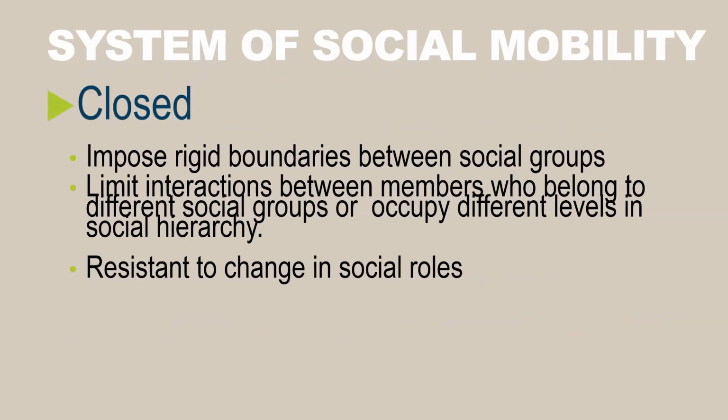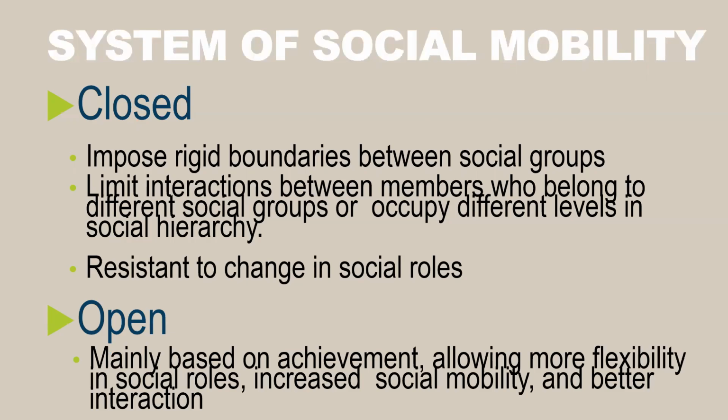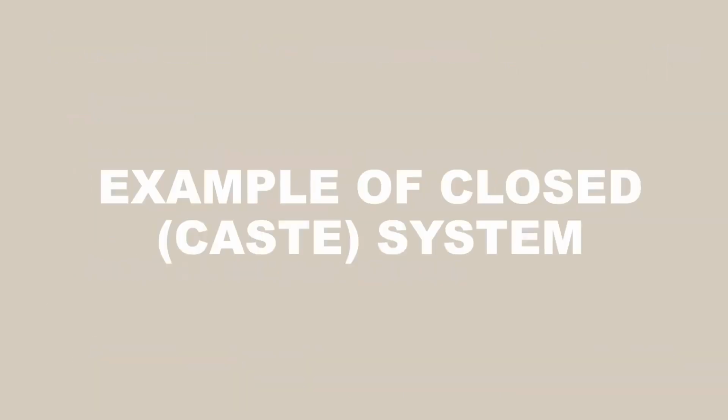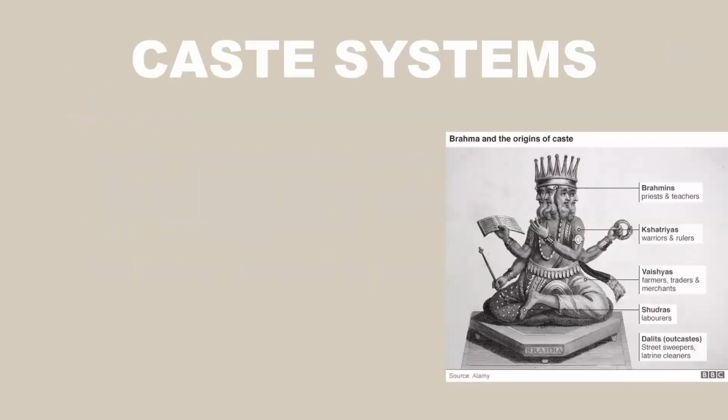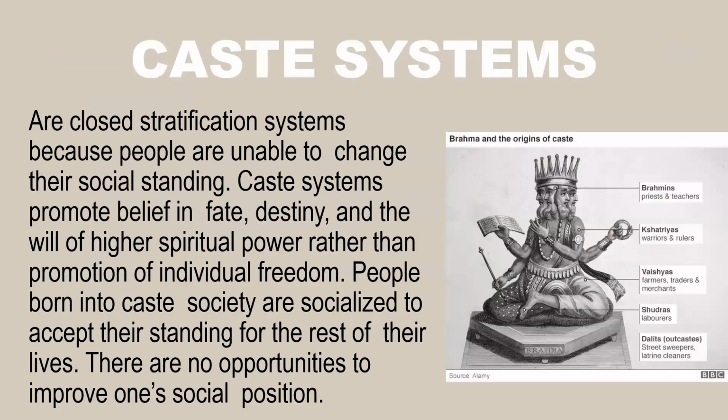Now, system of social mobility. We have here the closed, which imposes rigid boundaries between social groups, limits interactions between members who belong to different social groups or occupy different levels in the social hierarchy, and is resistant to change in social roles. And then the second one is the open, mainly based on achievement, allowing more flexibility, social mobility, maybe upward social mobility, and better interaction. So example of closed system is the caste system in India. Okay, ito yung halimbawa ng closed social mobility.